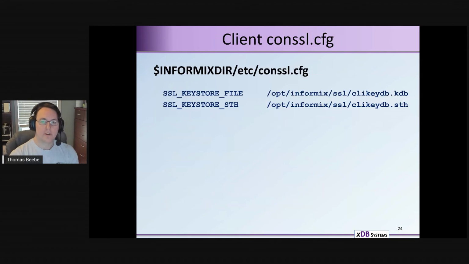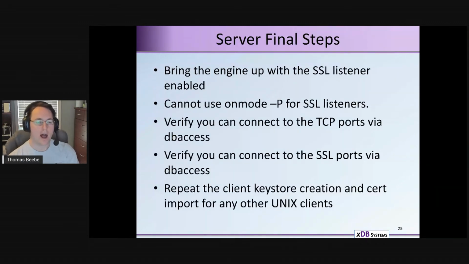So we've created our server SSL information, and we've created our client SSL information. Our next steps: again, we bring up the engine with oninit, obviously with -v, to make sure everything comes up cleanly. You cannot use onmode -p to start SSL listeners. That's thrown a number of people in the past. If you're not familiar with onmode -p, it lets you start or stop listeners. You can't do it with SSL. You can make sure that you can connect to your standard TCP ports with DB access. I always recommend this.